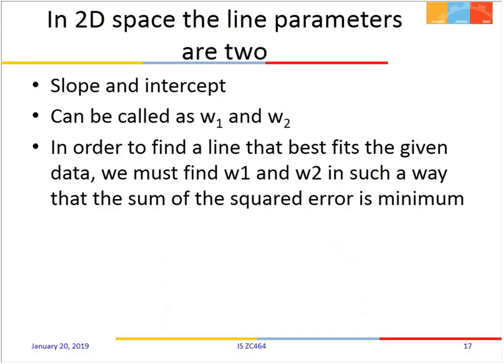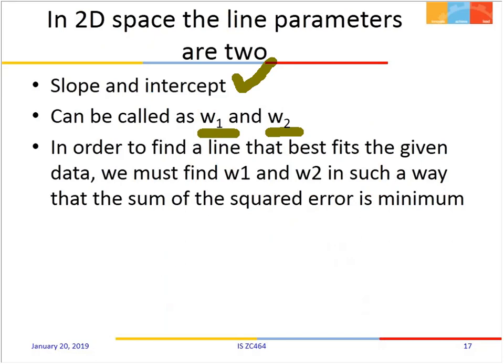So slope and intercept, instead of calling them M and C, we can call them W1 and W2. One will represent slope, another will represent intercept. We are moving towards generalizing the representation of a line even for higher dimensional spaces. Right now we are working in the two-dimensional space where we are using univariate data and the other dimension is representing the output line.